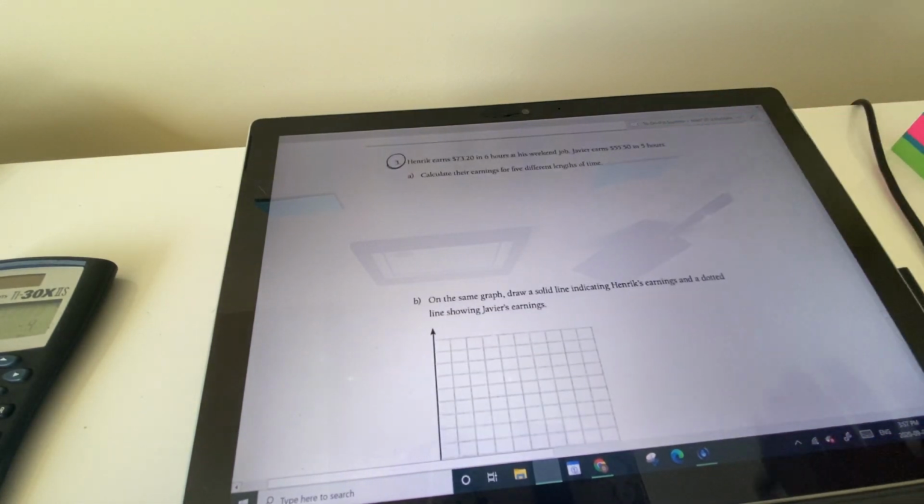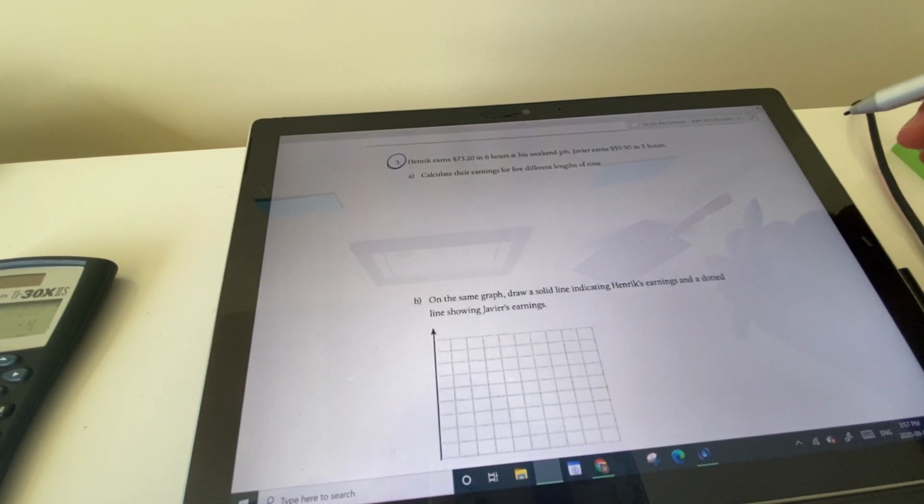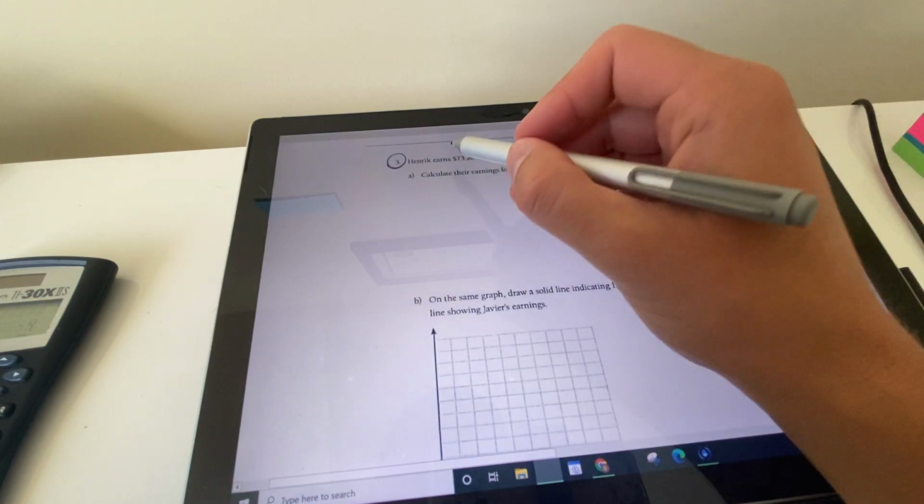Okay, let's look at number 3 here. So Henrik earns $73.20 in 6 hours in his weekend job. Javier earns $550 in 5 hours. Calculate their earnings for 5 different lengths of time. Okay, so here we can figure out a rate.